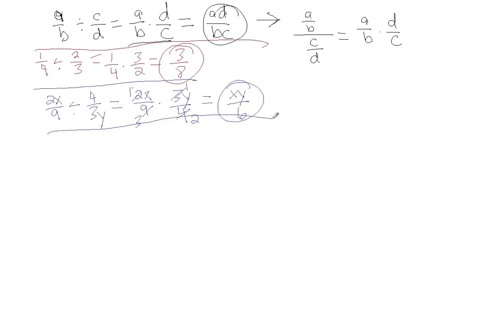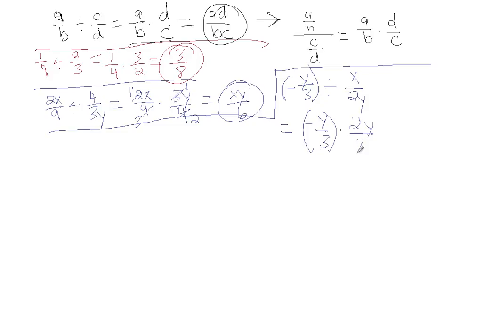Okay, so very straightforward, as long as we have this little rule that we've learned. Let's do another one. Let's say we have negative y over 3 divided by x over 2y. Okay, so what do we do here? We rewrite the first one. We have a minus y over 3. We don't ask why, but we flip the second and multiply. So 2y over x.